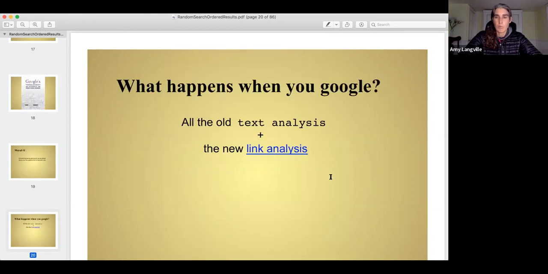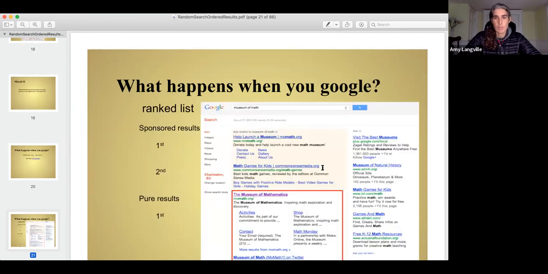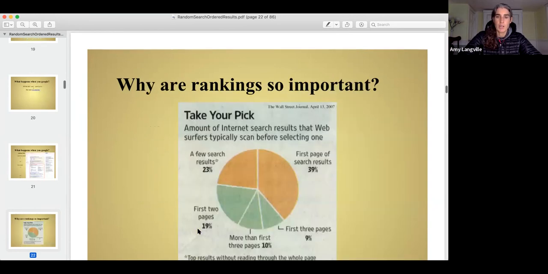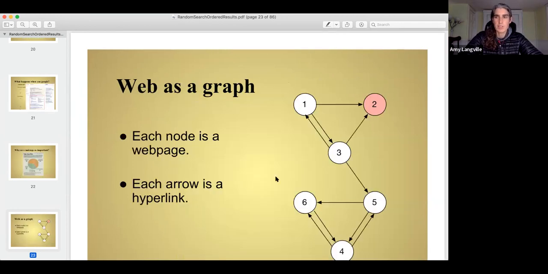So what is this link analysis? When you do a search in Google, there are sponsored results, and sometimes they appear over here, and then the pure results. We're just going to focus on the pure results. Those rankings are important. Here's the stuff that has to do with Markov chains. We can think about the web as a tiny little web of just 6 pages, though you know there are gazillions. Every node here is a web page, and each arrow is a hyperlink. There's a hyperlink from 1 to 3, from 3 to 1, from 1 to 2, and so on.